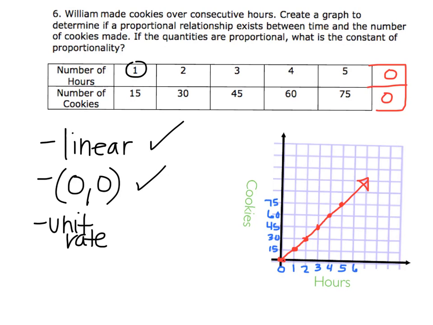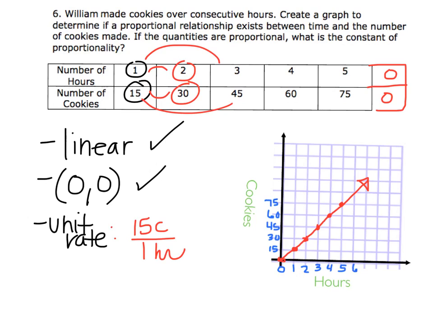Well, in 1 hour, he makes 15 cookies. Is that true? Is 2 hours 30? Does that make that true? Well, if I double it, yeah, that's equal. Same thing here. If I triple this and triple this, that works. It's changing by the same rate. The unit rate is 15 cookies in 1 hour. So it has a constant rate, so this is proportional.